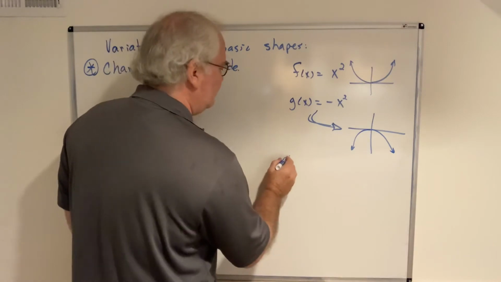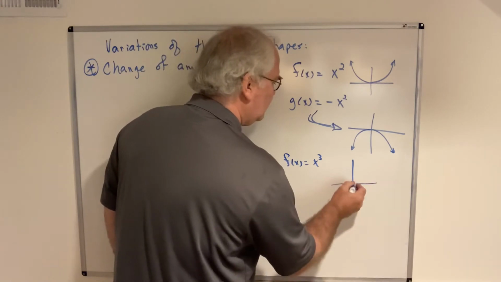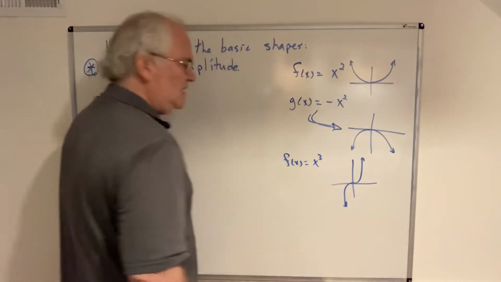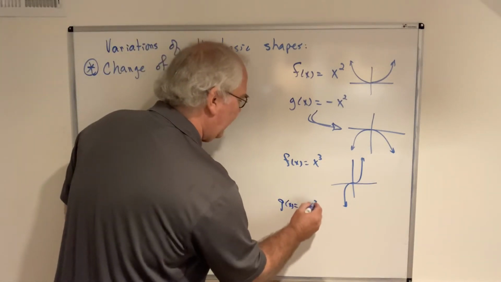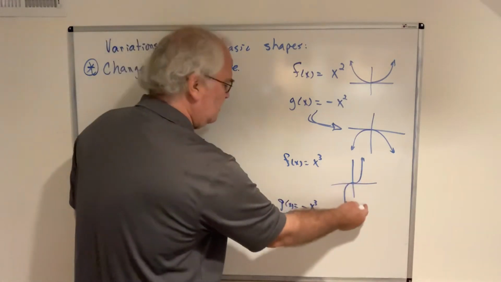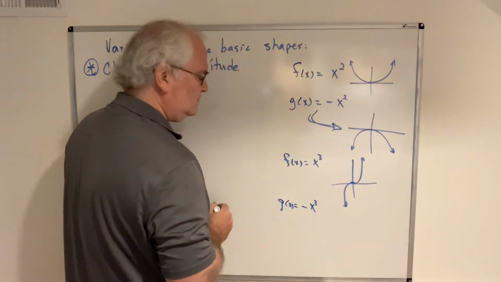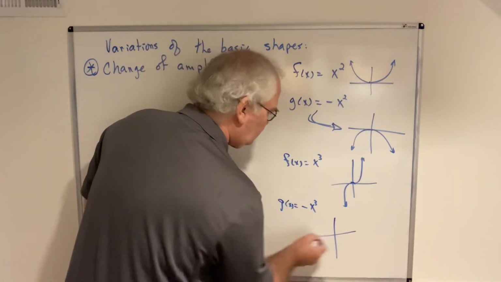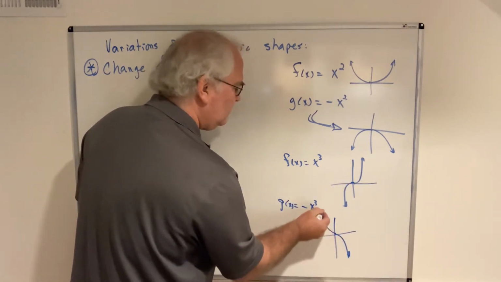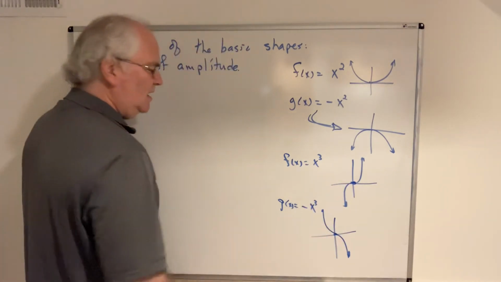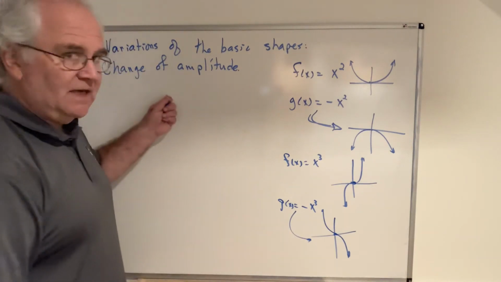Now, similarly, some of you may have learned the cube function. The basic shape looks like this. What is g of x equals negative x to the third? What was above the axis becomes below. What was below the axis becomes above. But points on the axis don't change. And so that's the graph of the negative x cubed function. So, that's step number 1.